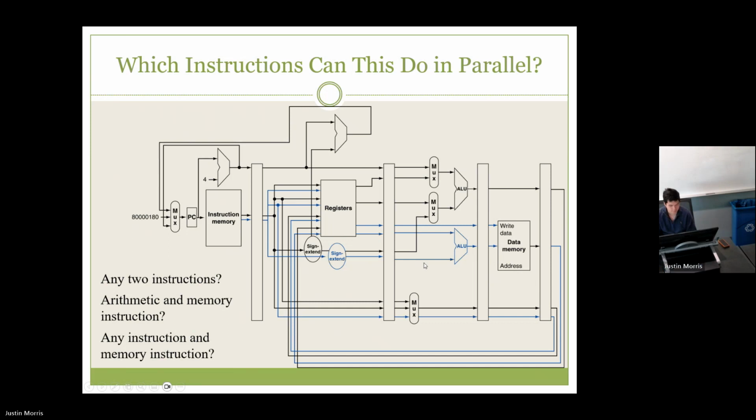So what can the top do? R-type. What can it not do? Anything that goes to memory. It can't do load word, can't do store word. But what can the bottom do? Stuff with memory. It can only do these memory instructions, right? Or it also has sign extend immediates. Maybe it can do branching.